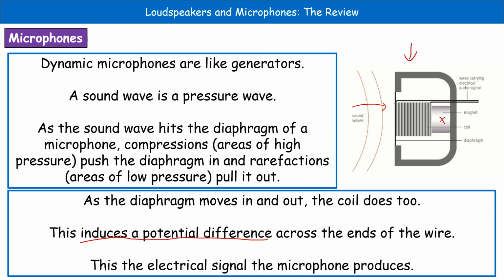We'll get those differences in the electrical signal based on what's happening with the coil and its position over the magnet. But the key part is the pressure wave, our sound wave, hits the diaphragm. That moves the coil over the magnet. As the coil moves over the magnet, we induce a potential difference across the ends of the wire, and that is our electrical signal.